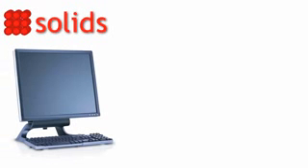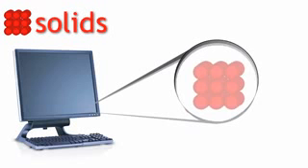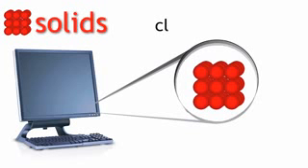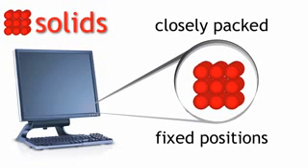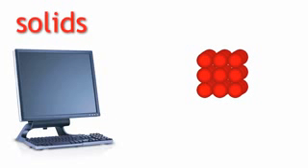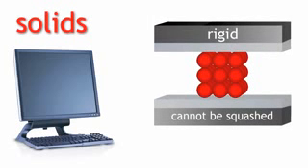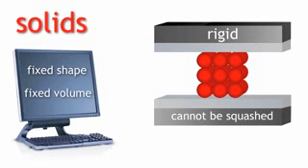Let us look at solids. An example of a solid is your computer. The properties of solids depend on how the particles in solids are packed. In a solid, the particles are closely packed in fixed positions and cannot move anywhere. So, solids are rigid, cannot be squashed or compressed, have a fixed shape and a fixed volume. They cannot flow.